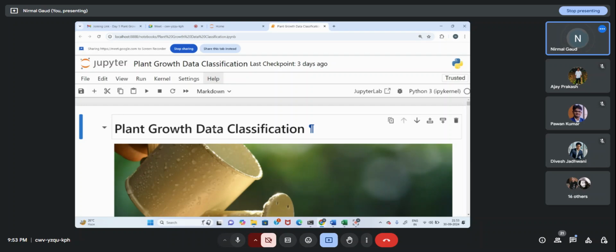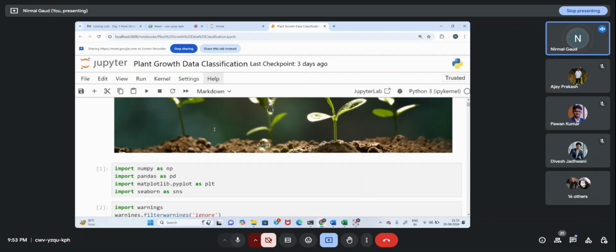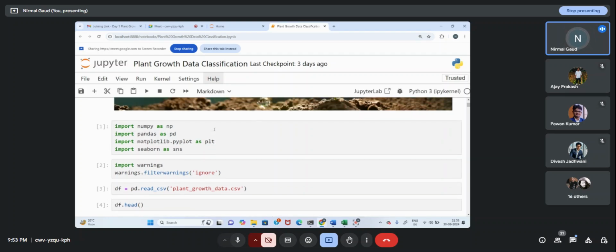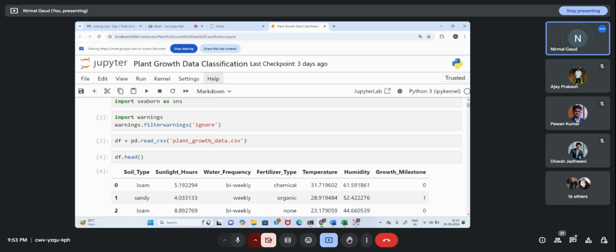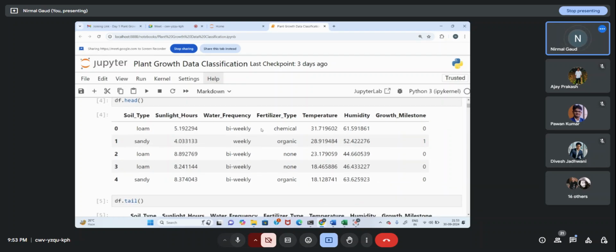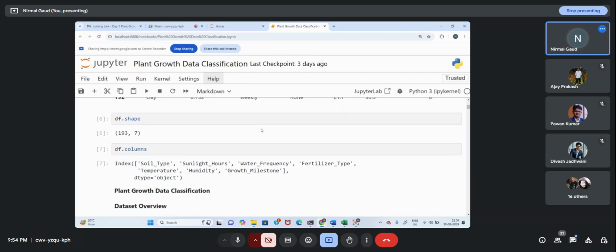This is the implementation. You gave a title, plant growth data, you added your image to it, and here you are taking your necessary libraries that are required: numpy, pandas, matplotlib, everything. Warnings also, and you're taking your data for the analysis, plant growth data. Head and tail, that means the first 5 rows and last 5 rows, you have printed here. Shape also you have printed. Your data is not that large, it's 193 rows and 7 columns are available with the data.